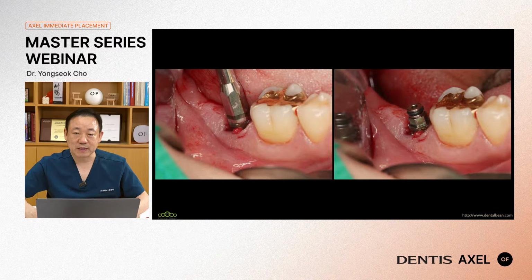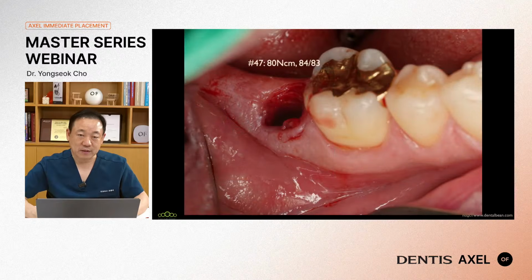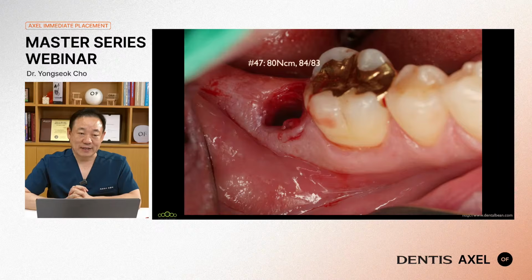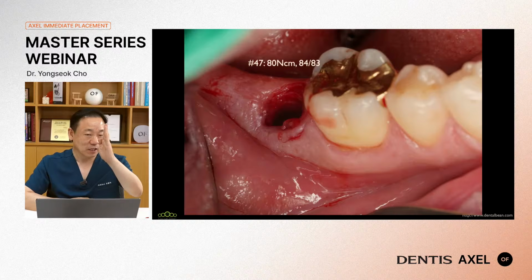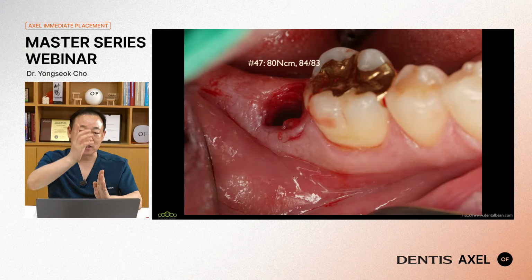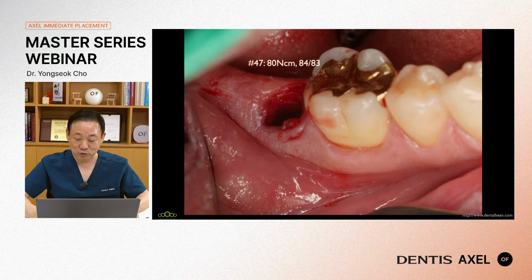Okay, it was placed with a good direction, and I could get 80 Newton centimeter and an ISQ value of 84, 83. The bone was relatively dense. I worried about displacement of the implant toward the distal side, but it didn't happen. I can keep the position as I prepped the osteotomy. The implant inserted smoothly through the osteotomy site.